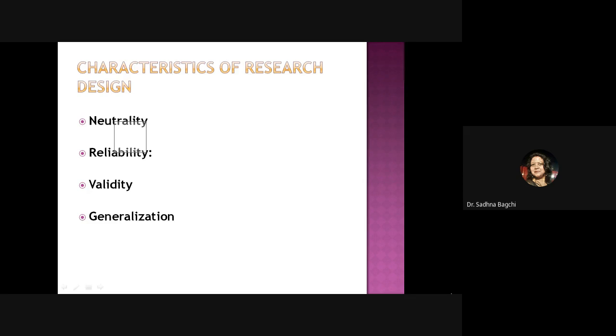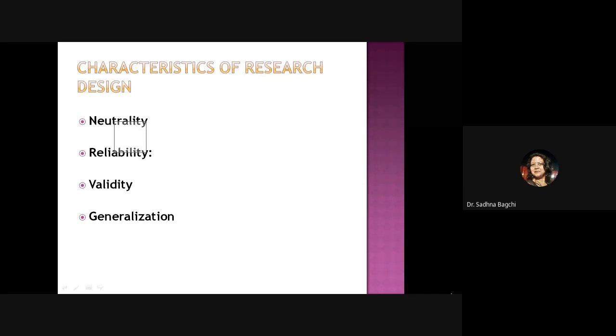Second is reliability. What does reliability mean? It means your study is going to be reliable for everyone. You will only be able to reach the desired result if your design is reliable. Your plan should indicate how to form the research question to ensure the standard of the result.